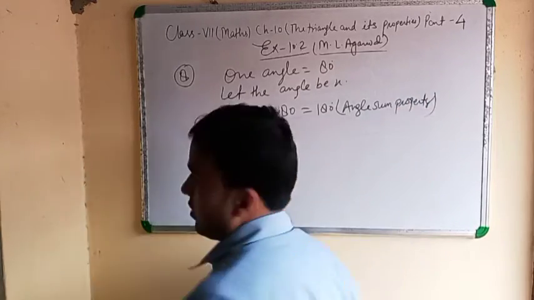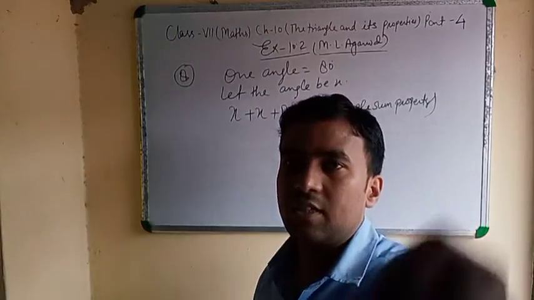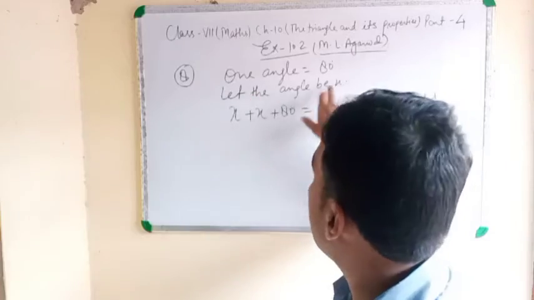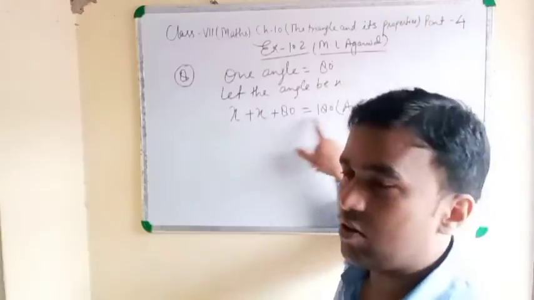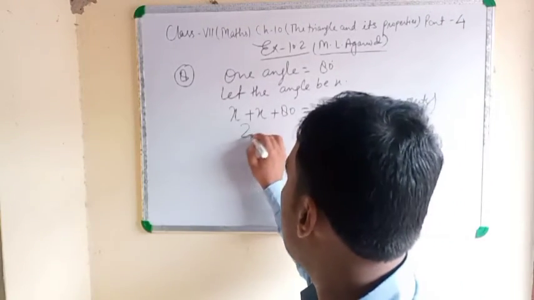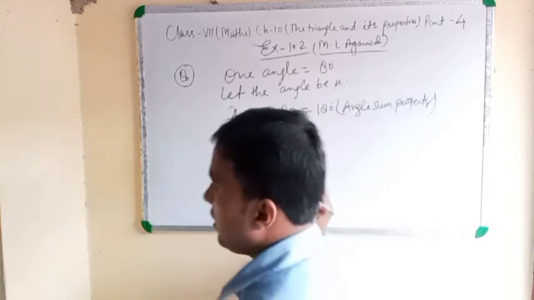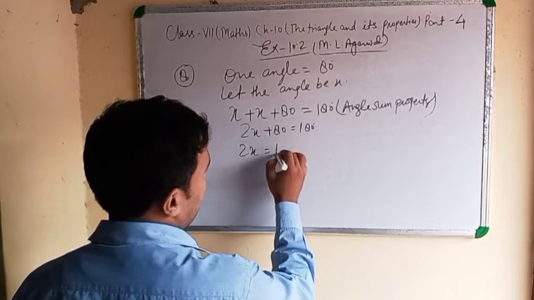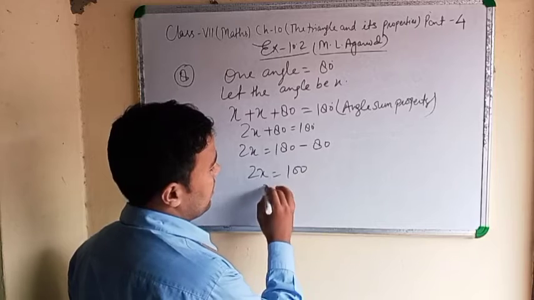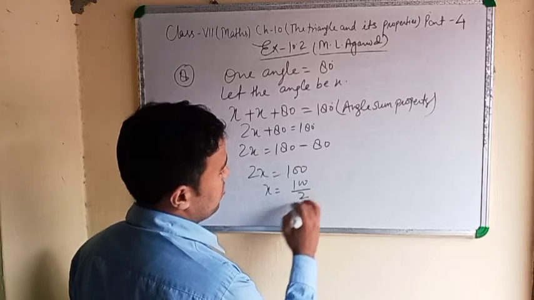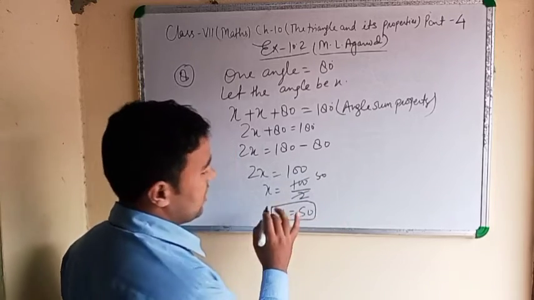property. In a triangle, I told you a triangle is a closed figure having three sides, three angles and three vertices. So two angles are x, one angle is 80. x plus x plus 80 equals 180. Means 2x plus 80 equals 180 degrees. Clear? Then 2x equals 180 minus 80. Then 2x equals 100. x equals 100 by 2. x equals 50.